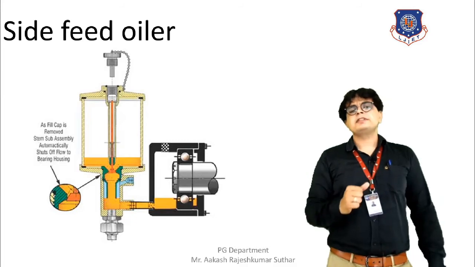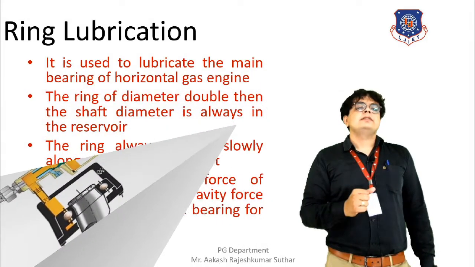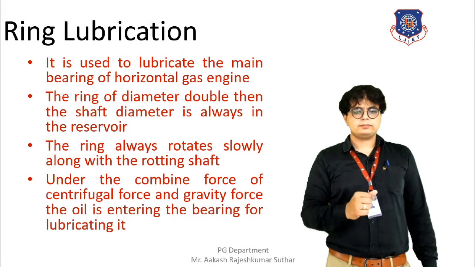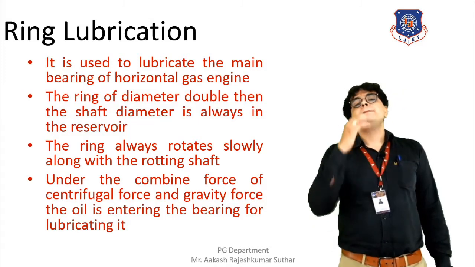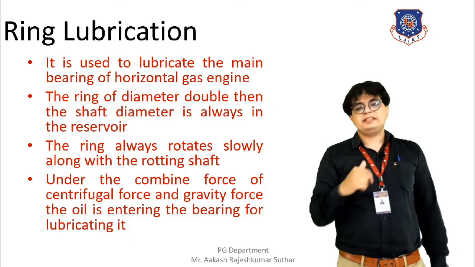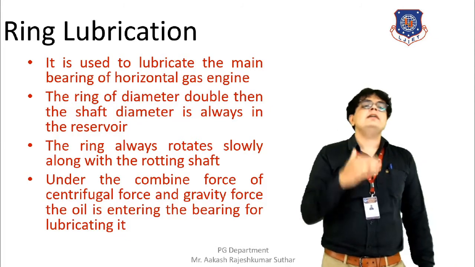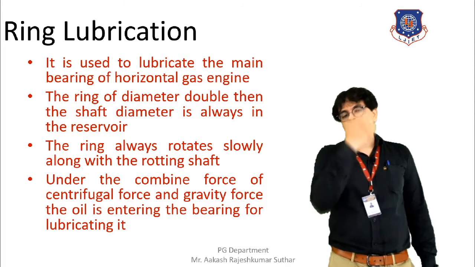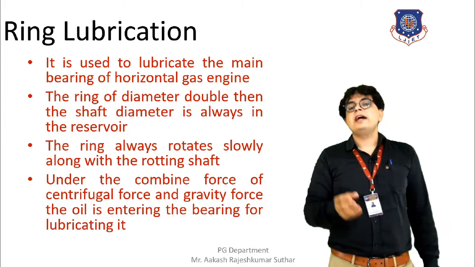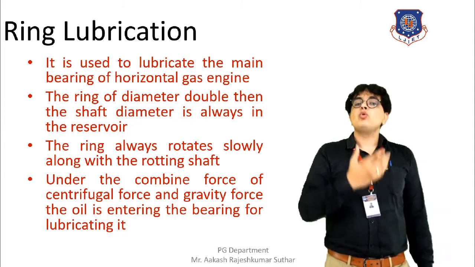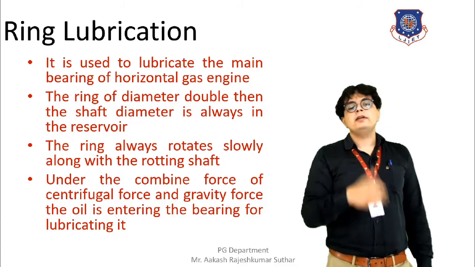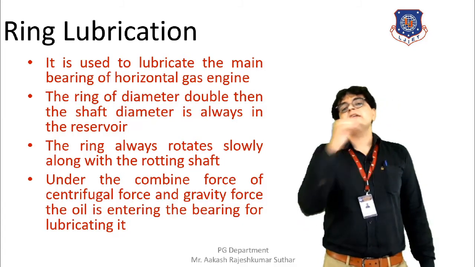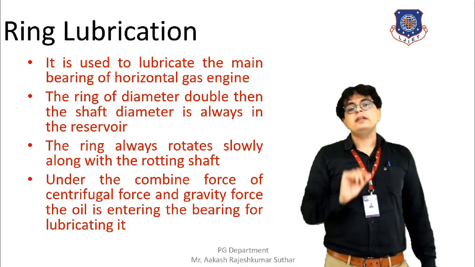Now moving towards the next type of method, that is ring lubrication. It is mainly used to lubricate the bearing of a horizontal gas engine, and the name only suggests that we are using a ring to provide lubrication. There will be oil in the reservoir, and we are using the ring so that it can be moved towards the desired destination.